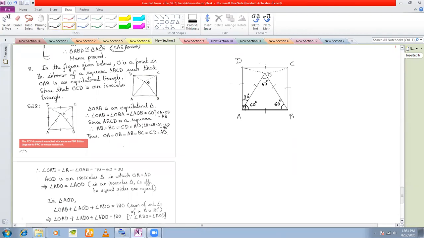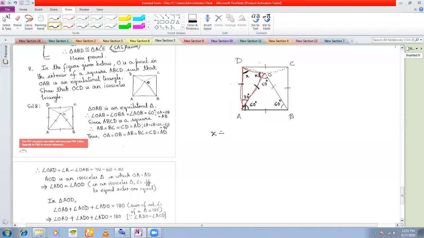Now look at this triangle, this red triangle. In this triangle, these two sides are equal, and so this must be an isosceles triangle because two sides are equal. And you know that in an isosceles triangle, opposite to equal sides are equal angles. So these two angles must be equal. This angle and this angle must be equal. Let us consider them to be x.